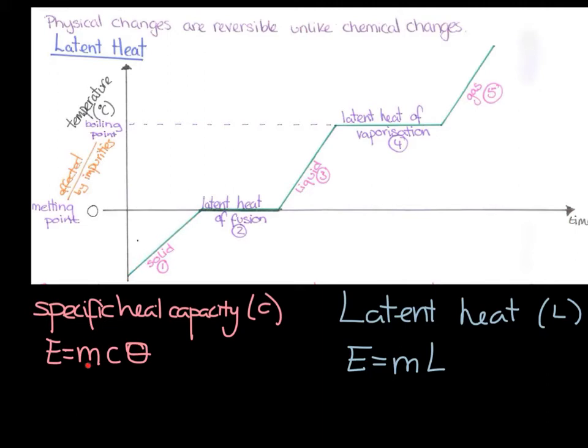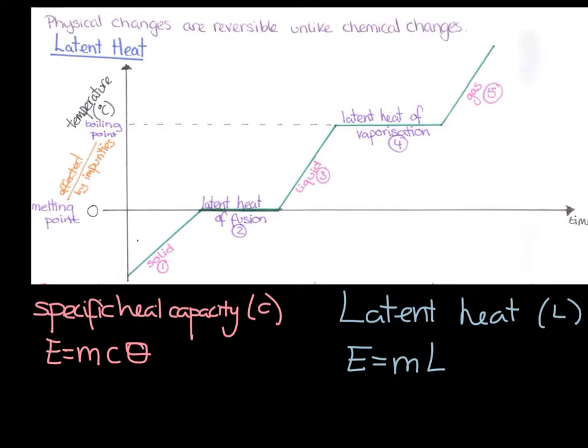Okay, we'd need to know how much of that solid we had, what its specific heat capacity was, that's a known value, and then what the temperature change is, so maybe from this temperature here to this temperature here. And then we could see how much energy had been added to the system over this section of the graph. Okay, same for this liquid section here. We would use the specific heat capacity equation to find out how much energy had been added to the system.